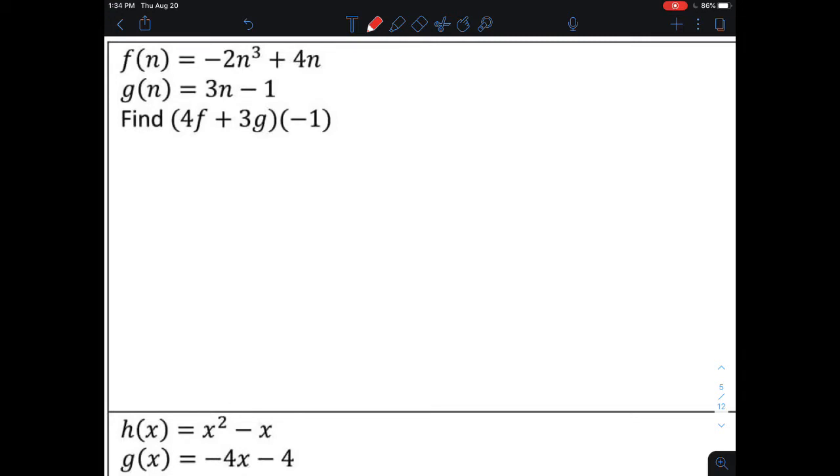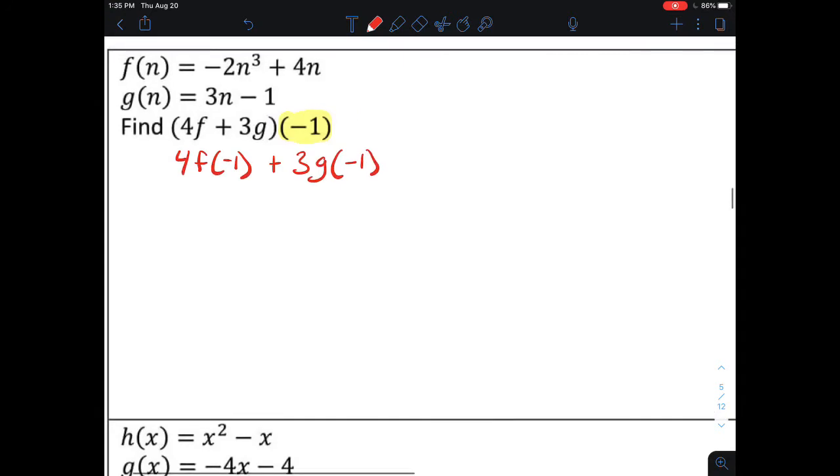It is often helpful for people to rewrite this function notation in a manner that allows you to see what exactly is going into the problem. The most common mistake is that somebody will multiply by that negative 1, when in fact that is not what it wants us to do. The problem wants us to take f times 4 after you put negative 1 in it, and add to that 3 times g after you had put negative 1 into g.